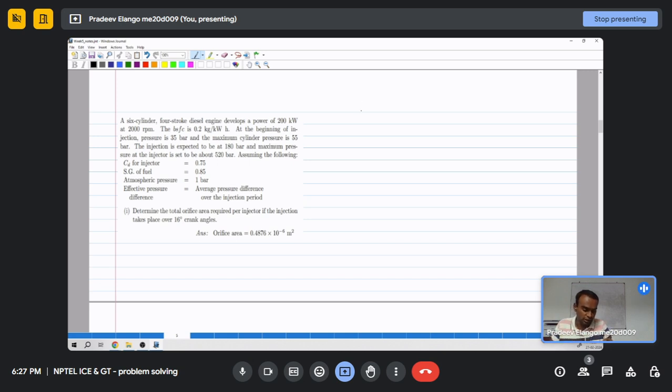Say this is an injector and this is a cylinder. The fuel pressure varies from 180 bar to 520 bar, whereas in the cylinder it varies from 35 bar to 55 bar. So based on this we can find the average pressure difference, and that can be taken as the effective pressure difference for the calculation.